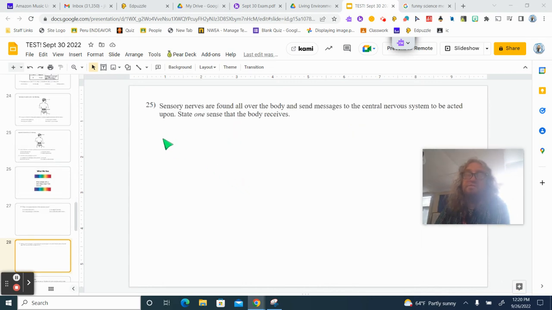Here's another constructed response. Sensory nerves are found all over the body and send messages to the central nervous system to be acted upon. State one sense that the body might receive.